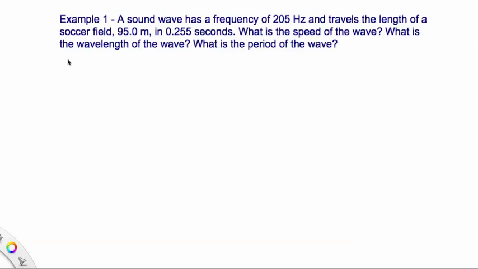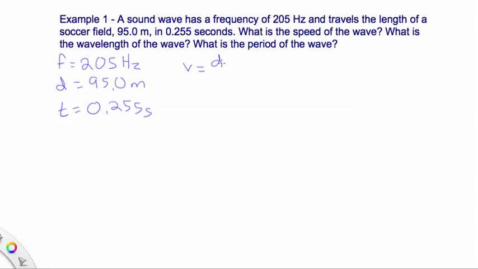So as always, we start by writing down what we know. Frequency equals 205 Hz. The distance it's traveling is 95 meters, and the time is 0.255 seconds. So to find velocity, we can do velocity equals distance over time.